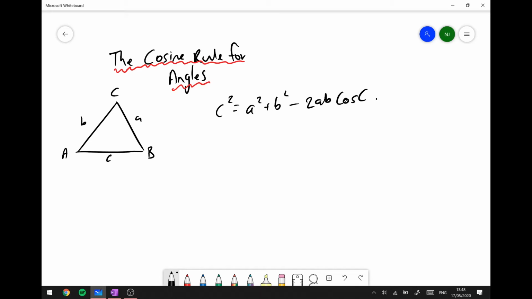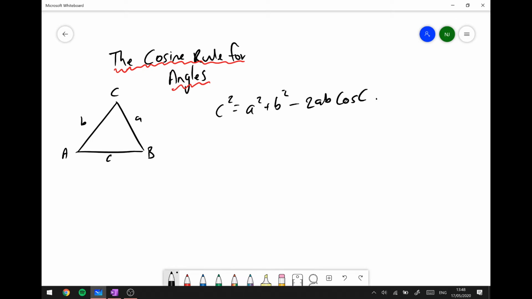Okay, the cosine rule for angles. So basically, when you're using the cosine rule, in the previous video we looked at doing it when we're trying to find a missing side, and we did a simple example of that. In this one, instead of a missing side length, we're going to be looking at finding a missing angle.